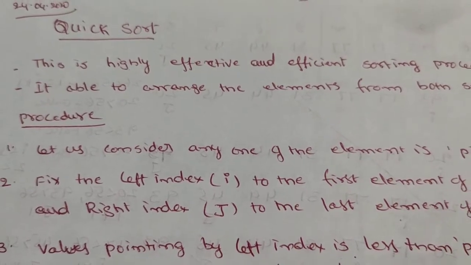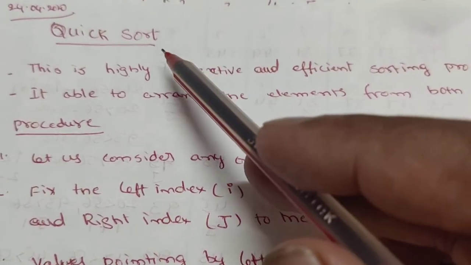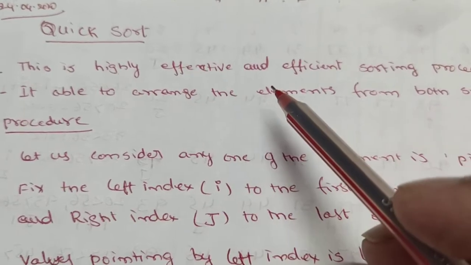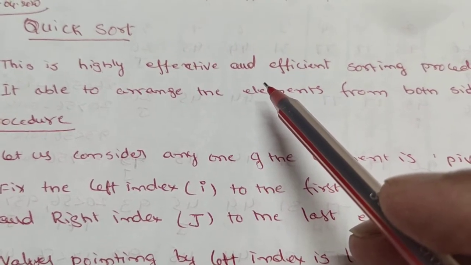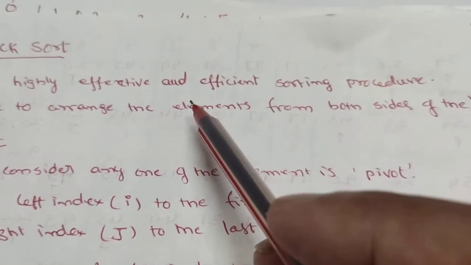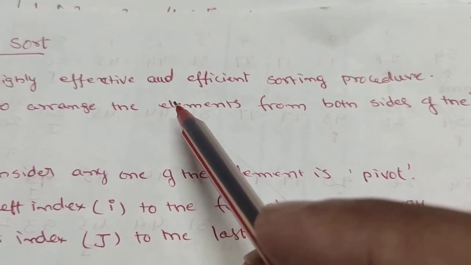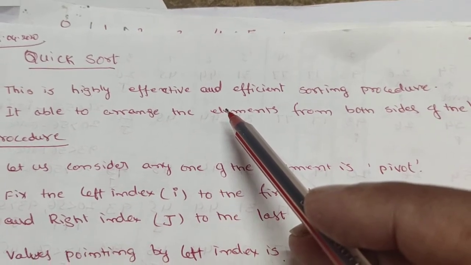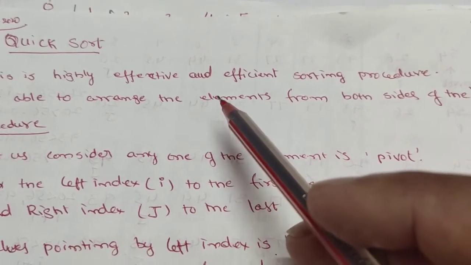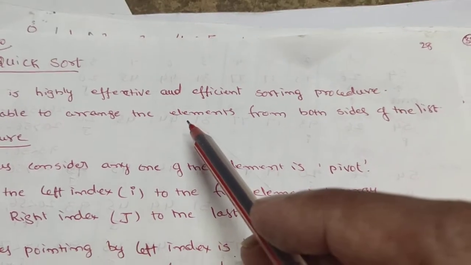Now we are discussing the quicksort algorithm. Quicksort is also one of the sorting algorithms. It works more effectively and efficiently than all the remaining sorting procedures. Why does it work effectively? Because it can arrange the elements from both sides of the list.